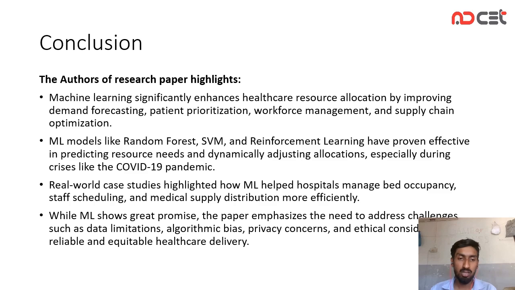The real-world case studies highlight how machine learning helps hospitals manage bed occupancy, staff scheduling, and medical supply distribution more effectively. And the last point is that while machine learning shows great promise, the paper emphasizes the need to address challenges such as data limitations, algorithm bias, privacy concerns, and ethical considerations for reliable and equitable healthcare delivery.